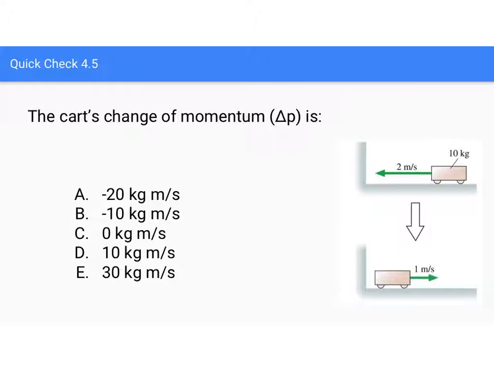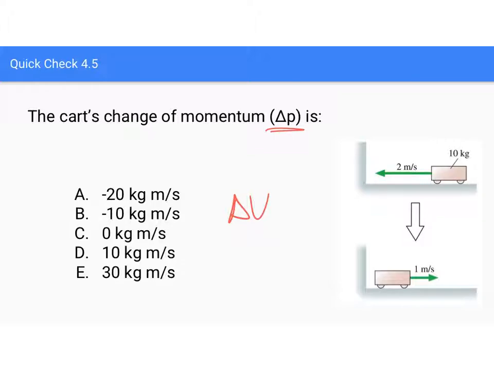Okay, so here, got another quick check for you. The cart is going to the left at 2 meters per second and then to the right at 1 meter per second. So really, what is my change in velocity here? Because that's going to get us our change in momentum. And of course, the answer is 3. And you're like, whoa, no, it's 2 to 1. That's how we did kinetic energy.